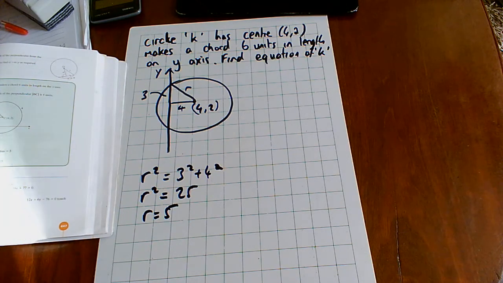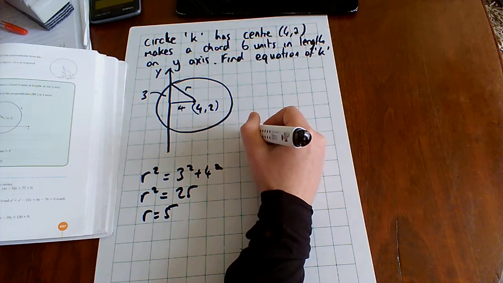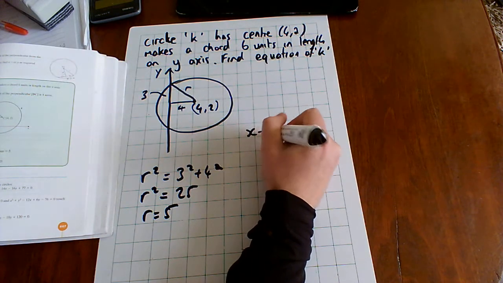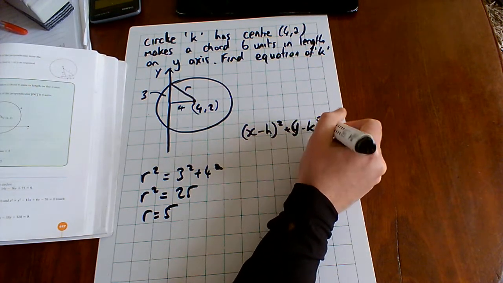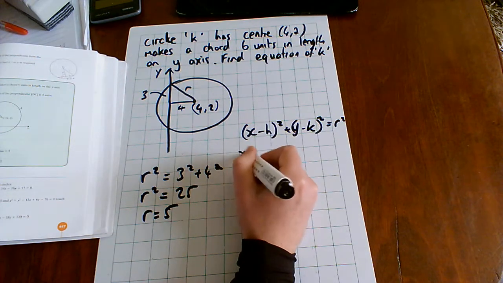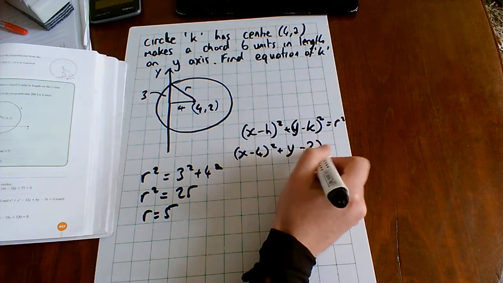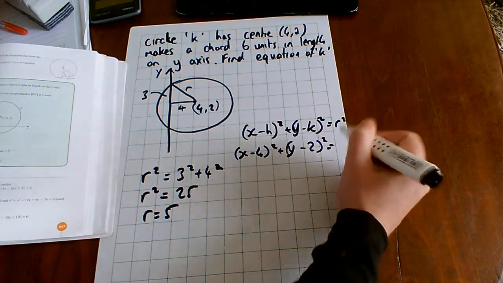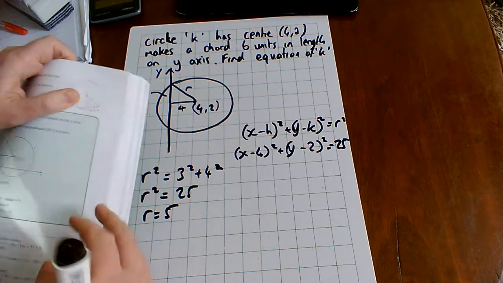And then we want the equation of K, the circle. So remember, you go to your maths tables, and it's (x minus h) squared plus (y minus k) squared equals r squared, and this (h, k) is just the center. So it's (x minus 4) squared plus (y minus 2) squared equals r squared, which is 25. And that's the equation of the circle. Unless they ask you to multiply it out, you don't have to. And that's it.